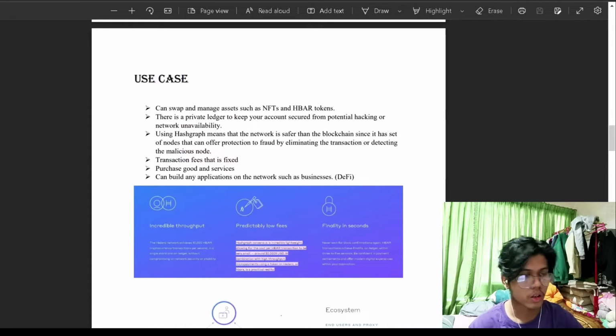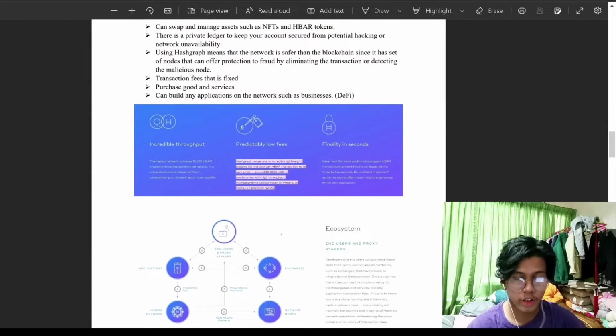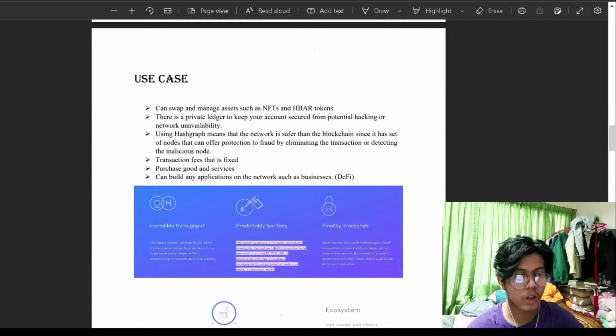You can see in the first sentence, it can swap and manage assets such as NFTs and HBAR tokens. You can also see in this last sentence, you can build any application on the network, such as businesses. After these sentences, I will put an image, just like the introduction, that will explain in short about the use case itself.